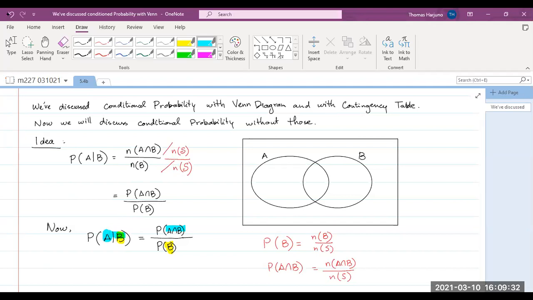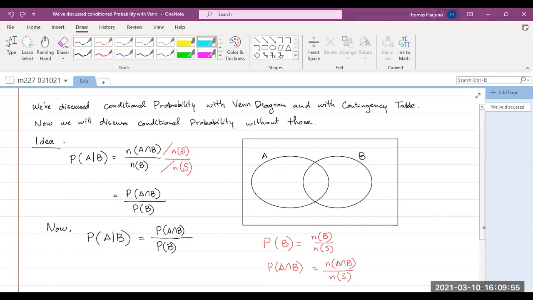Now, the good thing about this is that once we rewrite them, instead of the ratio of the number of elements, we now write them as the ratio of the probabilities. Then we actually don't need the Venn diagram anymore. We don't need the contingency table anymore.